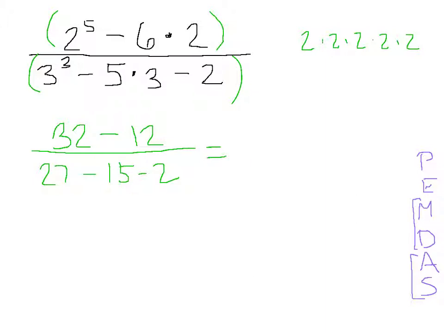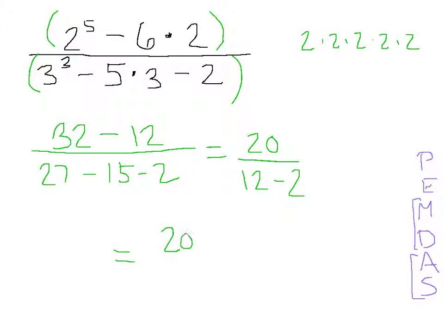So I'm going to go ahead and get started. 32 minus 12 is 20. 27 minus 15 is 12. Minus 2. So see how I started on the left-hand side subtracting these? Then I'm going to go ahead and subtract 2.